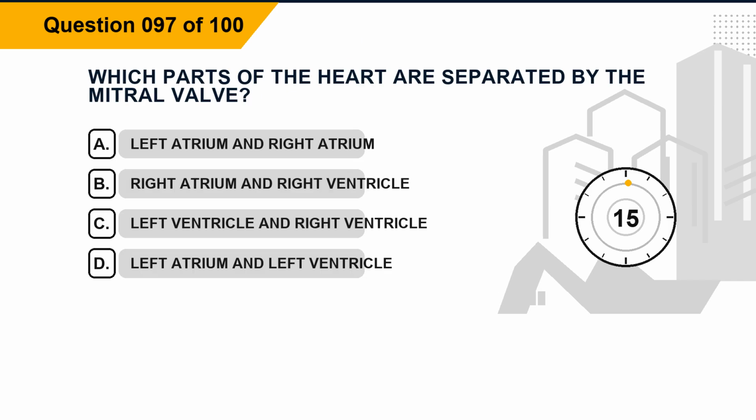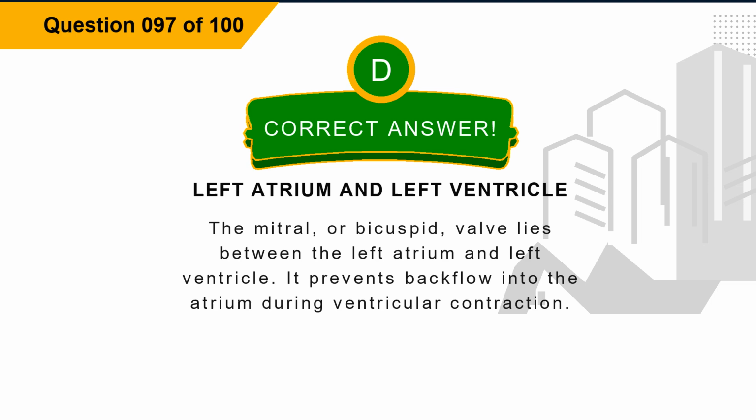Question 97. Which parts of the heart are separated by the mitral valve? Option A, left atrium and right atrium. Option B, right atrium and right ventricle. Option C, left ventricle and right ventricle. Option D, left atrium and left ventricle. The correct answer is option D, left atrium and left ventricle. Explanation: the mitral, or bicuspid, valve lies between the left atrium and left ventricle. It prevents backflow into the atrium during ventricular contraction.